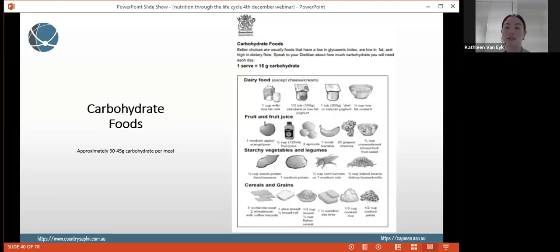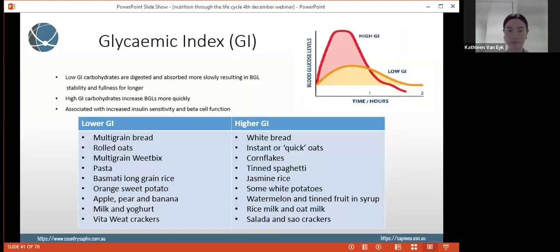But education is quite similar around the carbohydrate foods and those 15-gram carbohydrate serves. Usually for my patients, I'd aim for between 30 to 45 grams of carbohydrate per meal, or 2 to 3 of those carbohydrate serves or exchanges. Glycemic index, again, I won't go through this too much, but to give you a little bit more examples of those low GI, high GI foods.